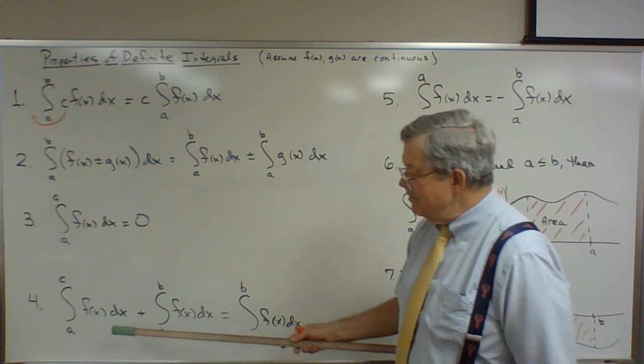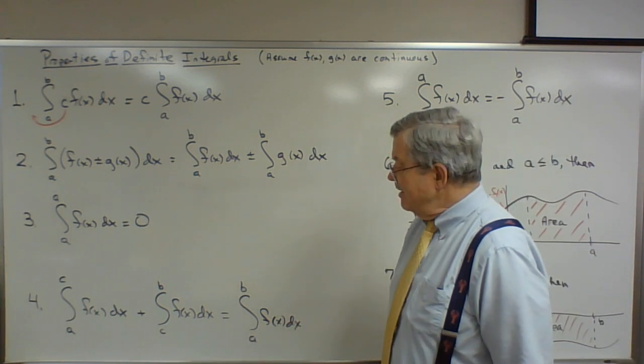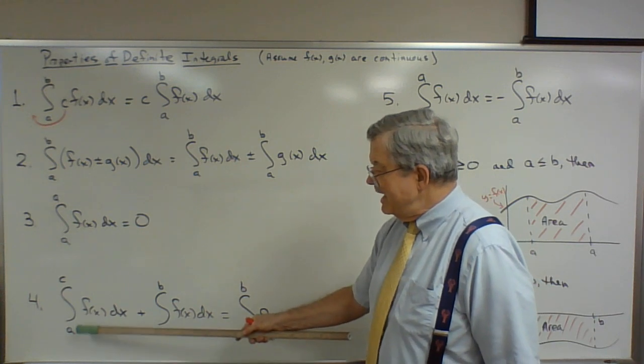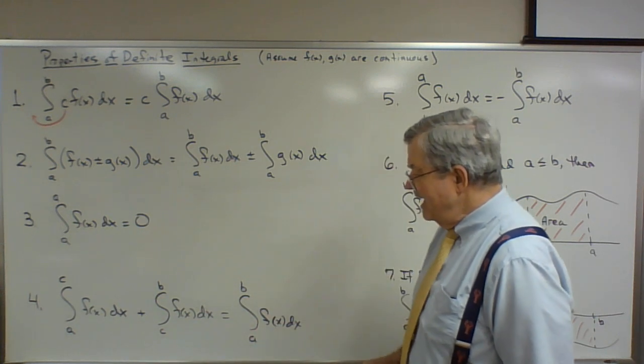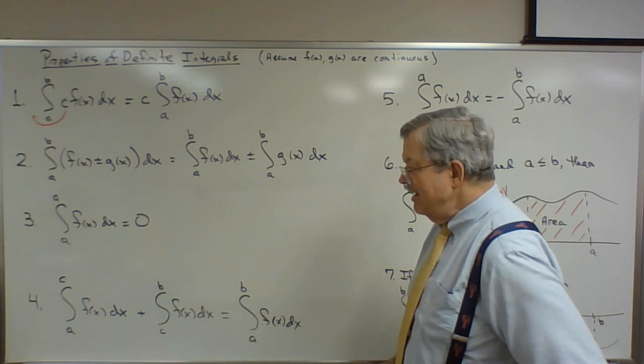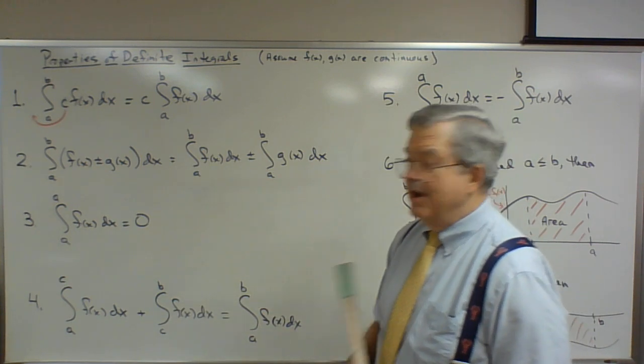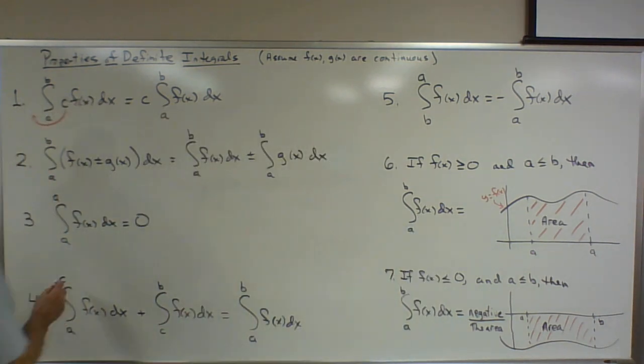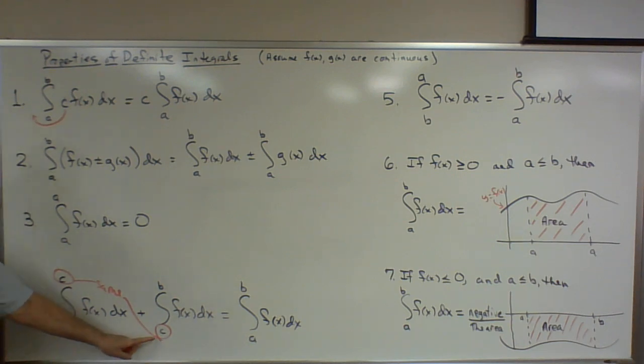Here, property number 4, that we have the integral from a to c of f of x and the integral from c to b of f of x. And notice that the upper limit of the first integral is the same as the lower limit of the second integral. The upper limit of the first integral, c, is the same as the lower limit of the second integral.